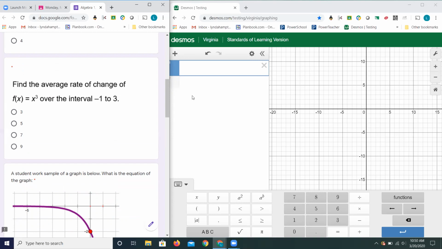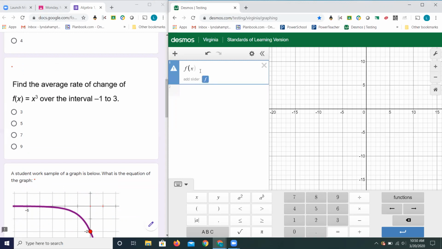The second question says, find the average rate of change of f of x equals x cubed. I can type in f of x equals x cubed. And to get the exponent of 3, I come down here. That's what this function looks like.